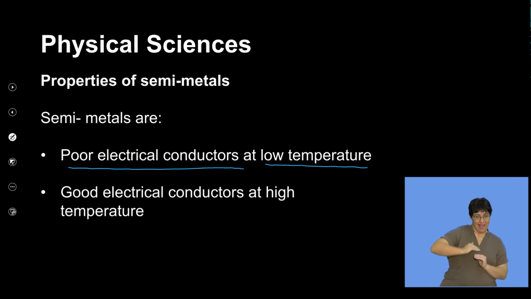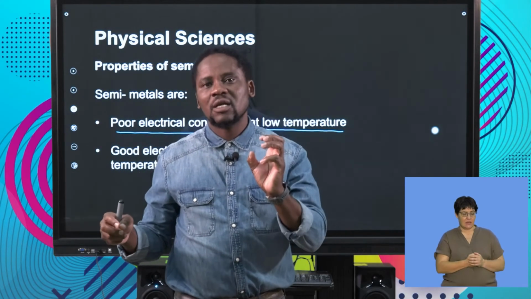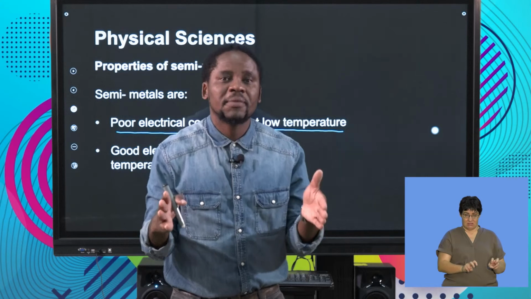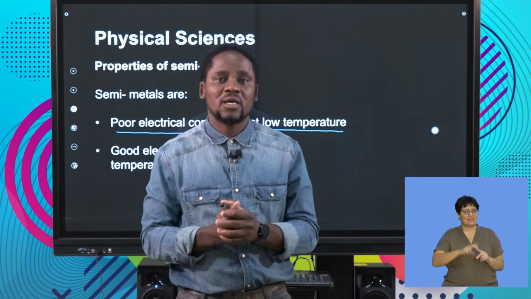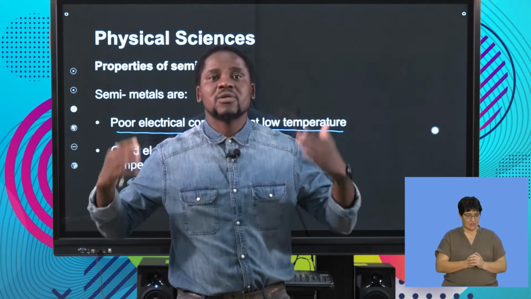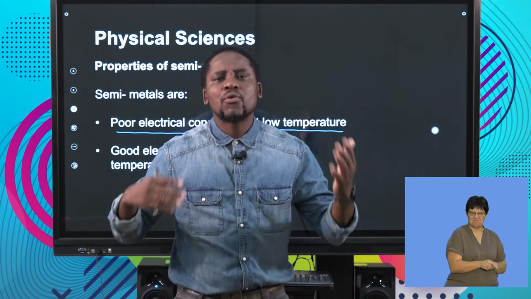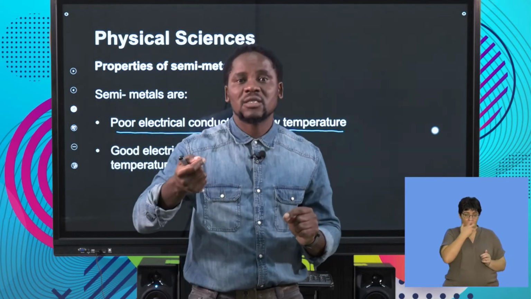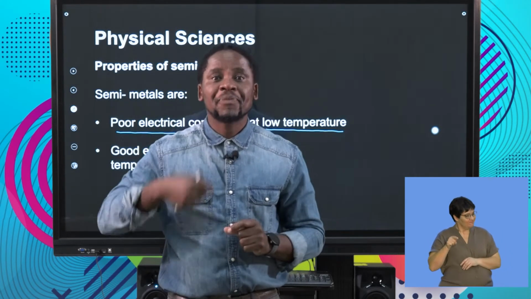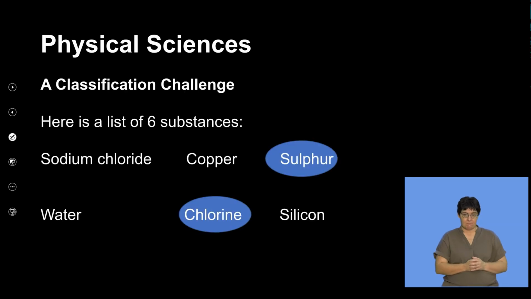So this takes us to a very important realization: the electrical conductivity of semi-metals or metalloids entirely depends on the temperature in which they exist. In other words, we are simply saying that at low temperatures they tend to be poor electrical conductors, but as their temperature increases, they essentially become better electrical conductors, right? Okay, that's very key.